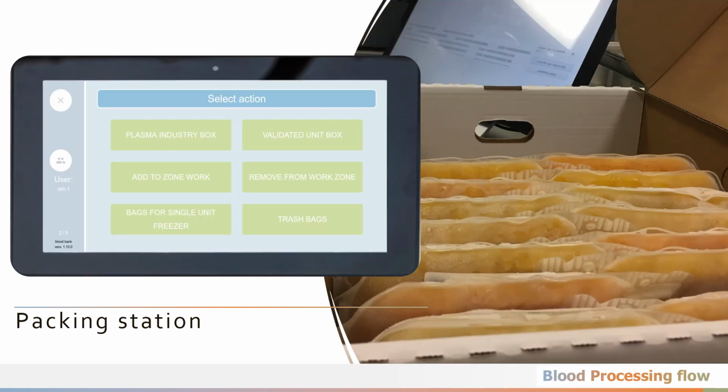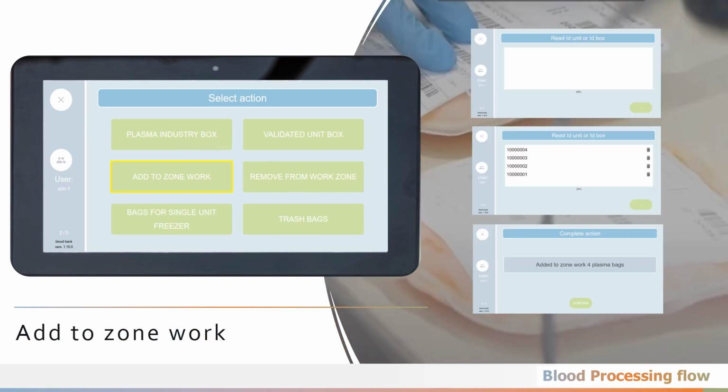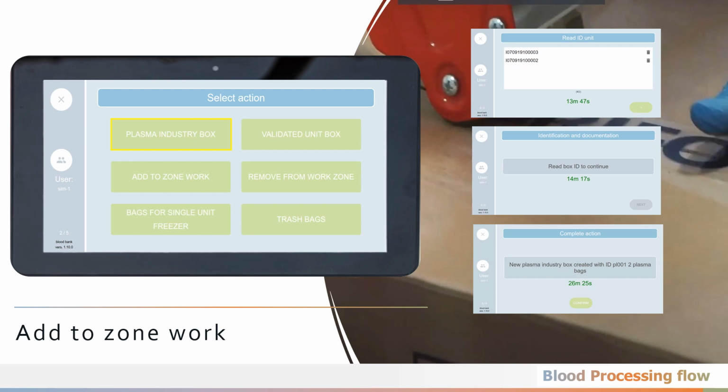The packing stations allow us to trace a variety of actions in compliance with GPG requirements. It is possible to add units to the work areas, as well as test tube racks that can be read massively with adequate RFID labels in ultra-high frequency. It is possible to compose plasma industry boxes and show the exposure time at room temperature of the single units for each packing cycle.